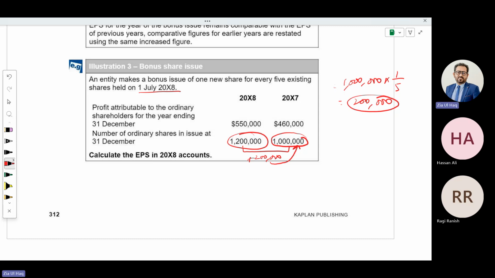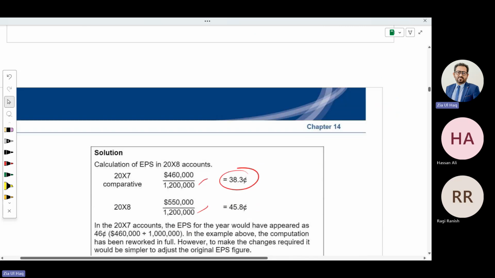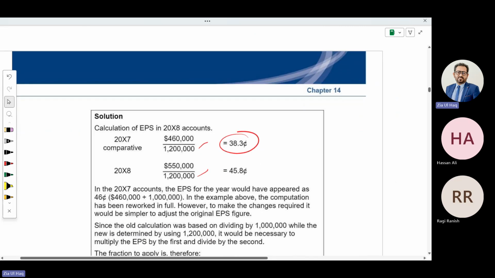So for 20x7, how can we calculate EPS? 460 divided by 1,200,000. For 20x8, 550 divided by 1,200,000. Because we are considering these bonus shares issued at the start of the year. We will not proportionate it.